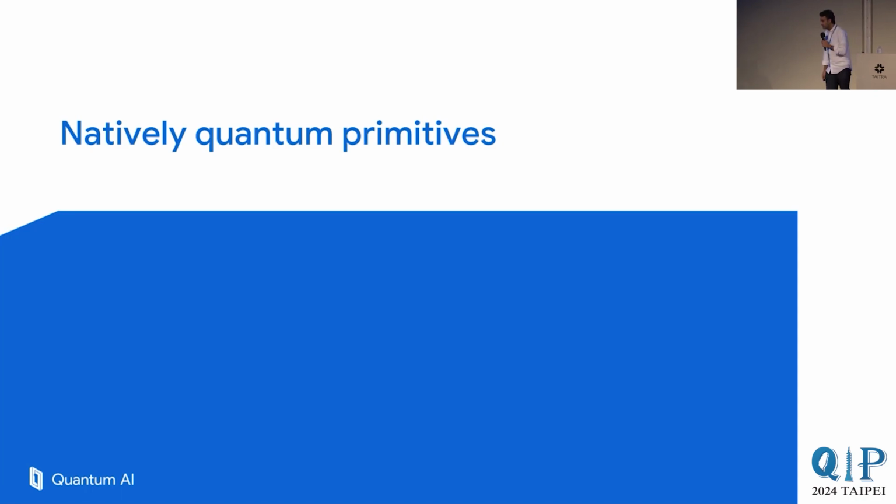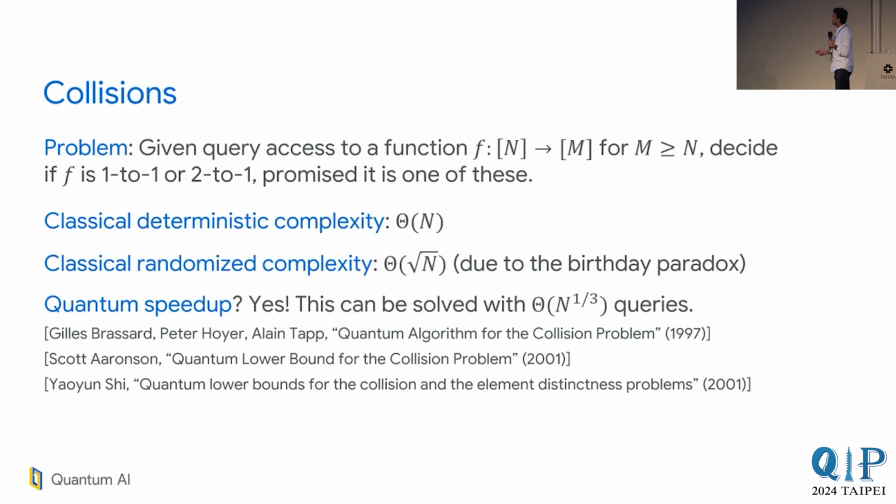And one question before we continue. Sorry, so you said for Simon's problem? Oh, this problem. This is not Simon's problem. This is just deciding if a function is 1-to-1 or 2-to-1. Simon's problem has much more structure, so you have to decide more stuff. So this is a different problem.